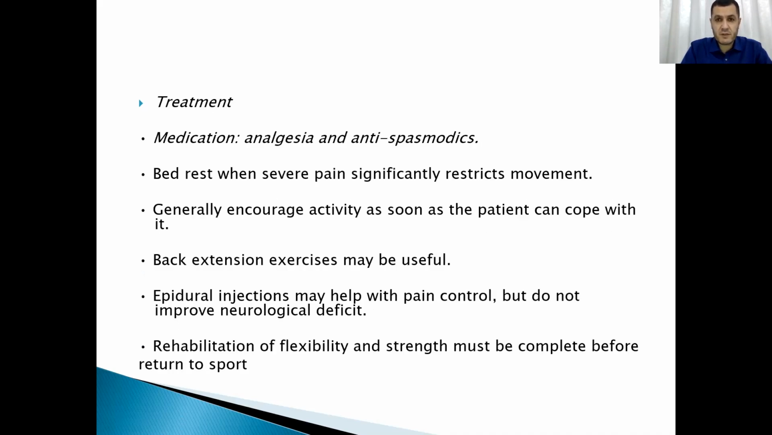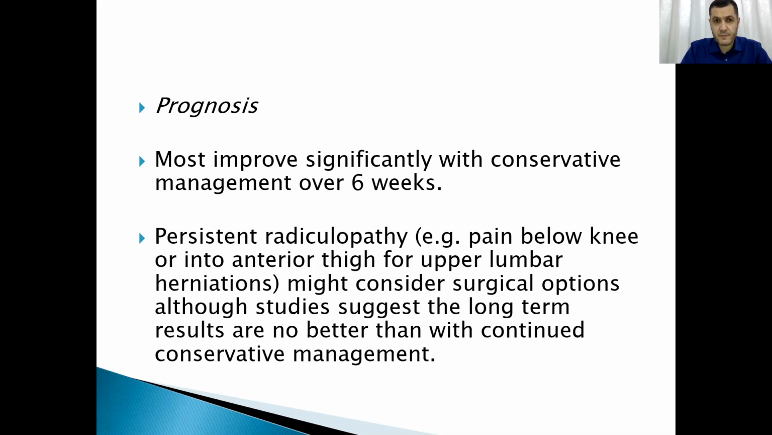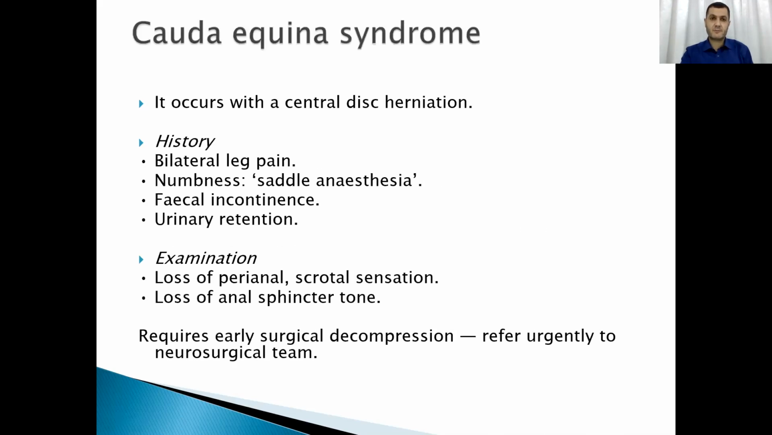Treatments, again, analgesia, bed rest. Generally encourage activity as soon as the patient can cope with it. Back extension exercises may be helpful. Epidural injections may help with pain control, but do not improve neurological symptoms. Rehabilitation, again, is very important. Patients must improve significantly with conservative management over 6 weeks. Persistent radiculopathy, what does that mean? Pain below the knee, or into the anterior thigh for upper lumbar herniations, might lead to consideration of surgical intervention, although studies suggest that long-term results are no better than with continued conservative management.